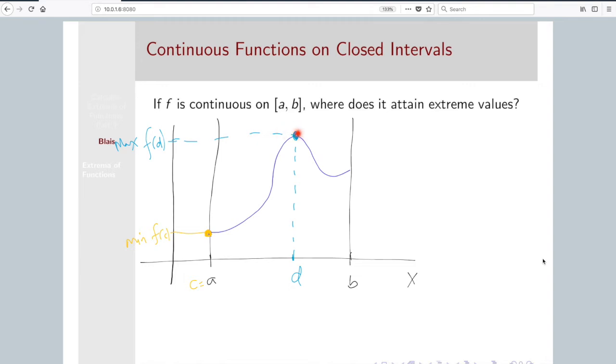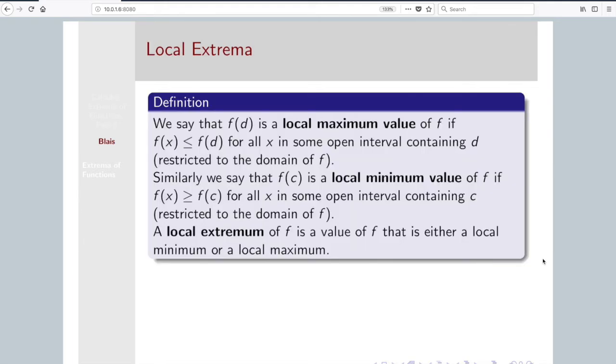So we need to give this situation a name. We need to give this kind of point a name. And we call it a local extremum. In this case, we would call it a local maximum value. So let's get into the definition. We say that f of d is a local maximum value of f if f of x is less than or equal to f of d for all x, and this part's key, in some open interval containing d. That is the part that defines the local nature of this maximum value.